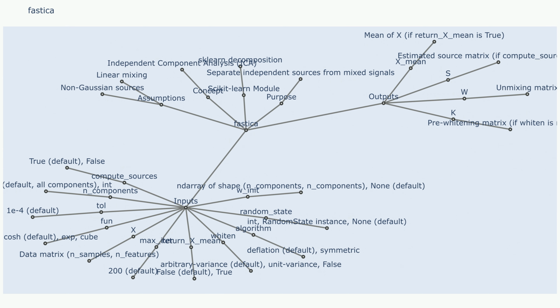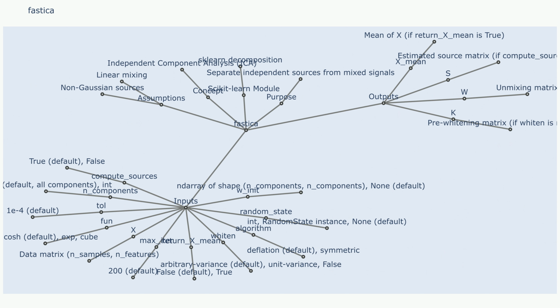Commonly used parameters. n_components, the number of independent components to extract. Algorithm, the optimization algorithm to use. Popular choices include parallel and deflation. Whiten, whether to whiten the data before processing. Whitening ensures that the components have unit variance and are uncorrelated, facilitating faster convergence.